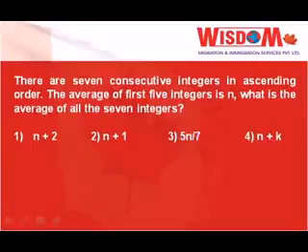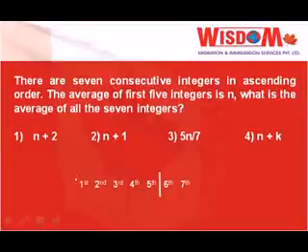Yes, it is. So there are 7 consecutive numbers in ascending order, and the average of the first 5 integers is n. What is the average of all 7 integers? So what I have to do is I just have to lay down the 7 integers. Since they are consecutive, that means there is a common difference of 1 between them, and they are in arithmetic progression. So the average of the first 5 numbers is given to me.